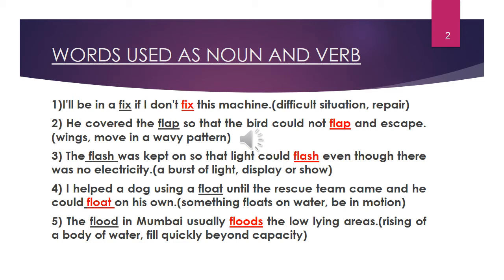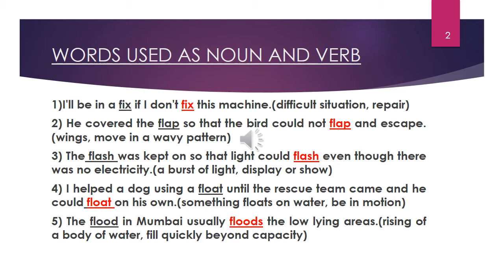Third example, let's see. Flash. The flash was kept on so that light could flash even though there was no electricity. So first flash, which is in black color, it's having the meaning a burst of light, that means light. And second flash is having a meaning display or show, which is a verb. Now see the fourth example.